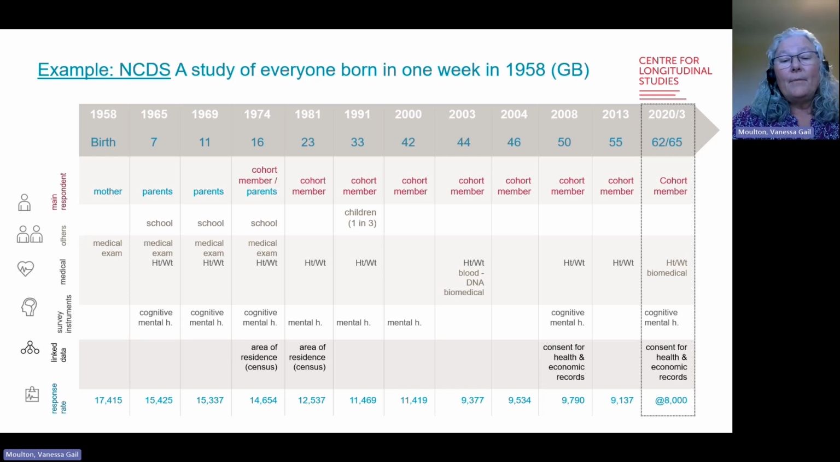Height and weight has been collected at most sweeps, and a biomedical sweep at age 44, which included collecting blood samples to extract DNA. Cohort members also sat a variety of cognitive and mental health tests in child and adulthood, and there's a variety of linked geographical data available, and consent has been asked for health and economic records. The number of participants taking part in each sweep is shown below, and you can see that the number taking part has gradually dropped off over time, so in the 9,000s in midlife and around 8,000 for the soon to be available age 62 to 65 survey.